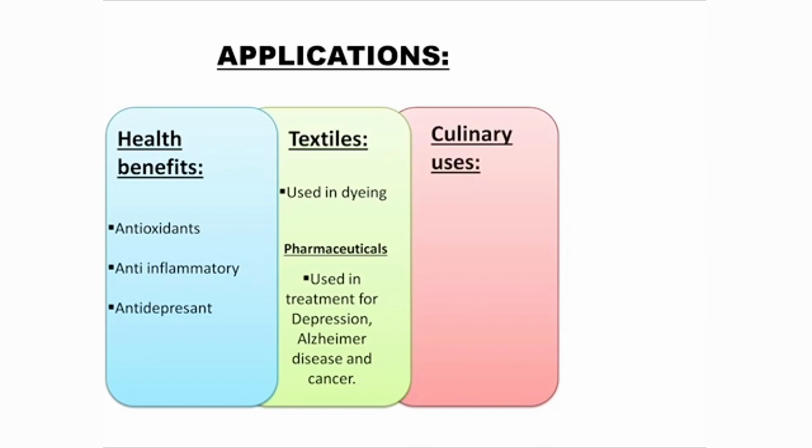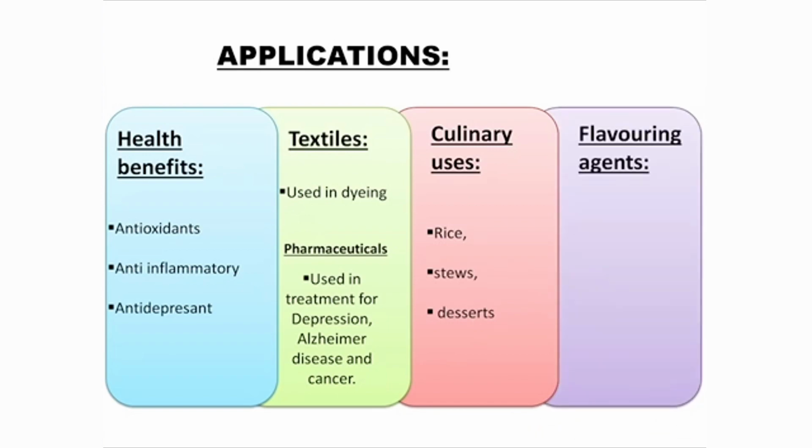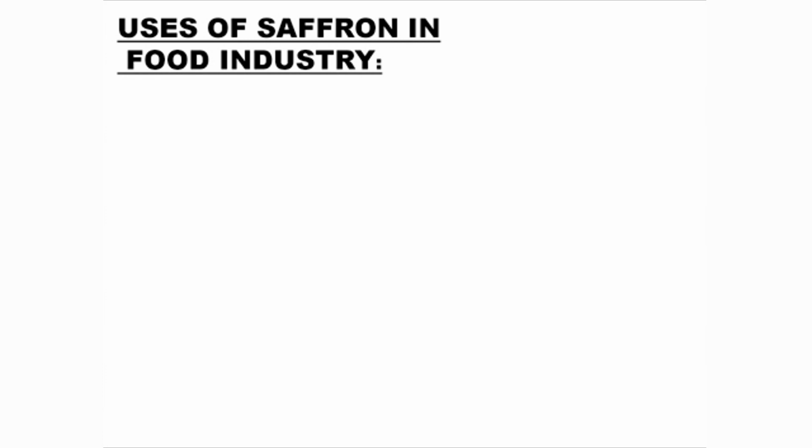It also has culinary uses, in preparing rice, stews, and desserts. We use saffron as a flavoring agent, and in beverages, like in preparing tea and liquors. And also there are various uses of saffron in the food industry. Generally, saffron has been used in the food industry for culinary purposes as an aromatic flavoring and coloring agent.